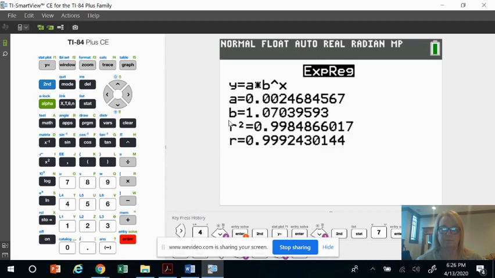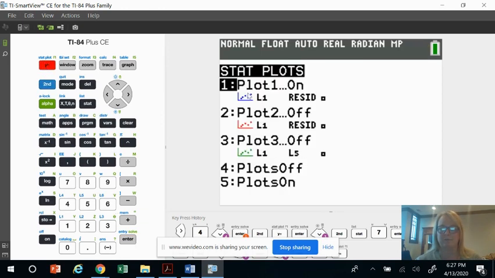So this is the model it's giving us. The first thing I noticed is the R squared, 0.9985, is very close to 1. So that tells us it's a pretty good fit. And if we want to see if it's the best fit, we should look at the residual plot again.